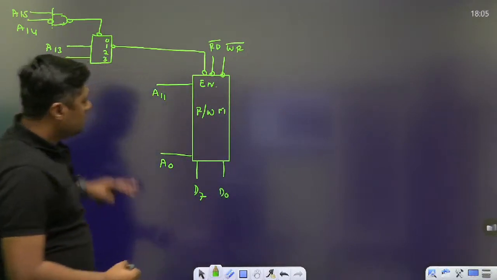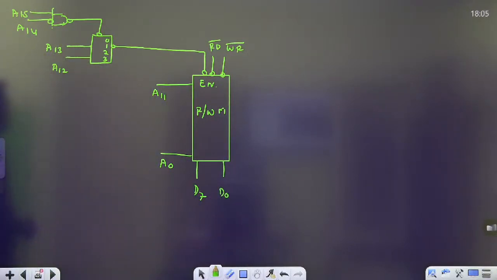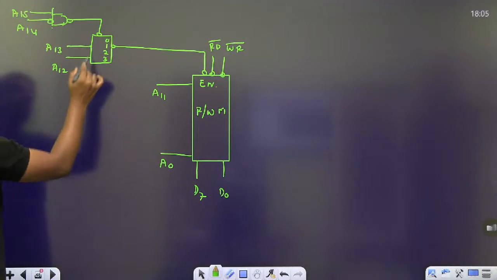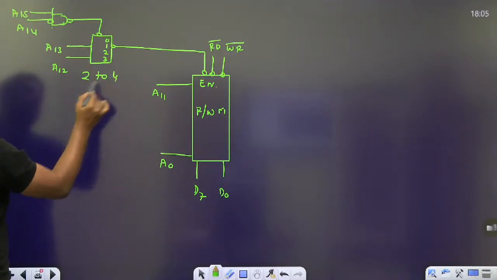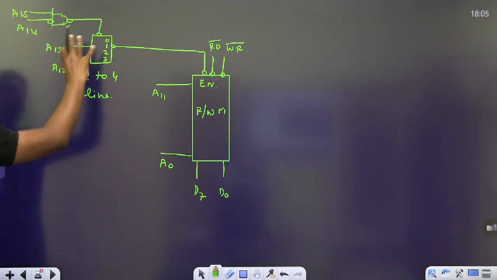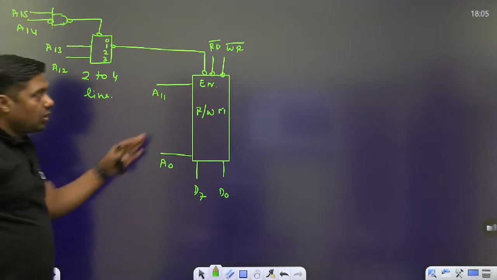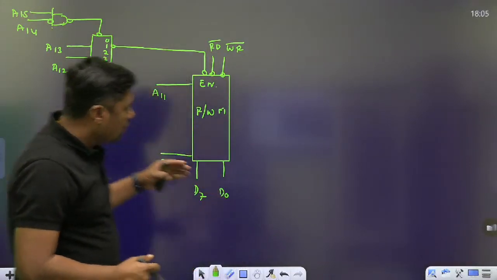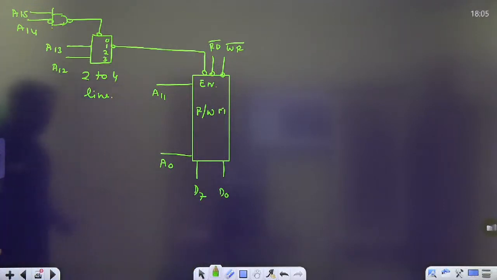Now they will ask, find the range of this. So when you have to find the range of this, this is a 2 to 4 line decoder. When this will be enabled, then what is the range? So that type of questions, right? I am giving you the very simple one. So write the range here. How we can write the range?